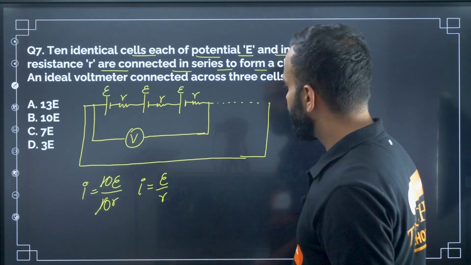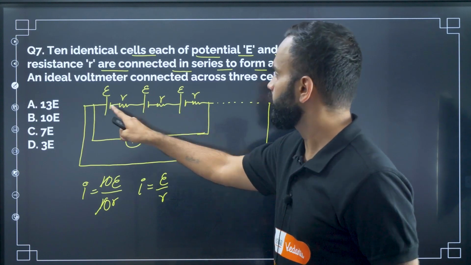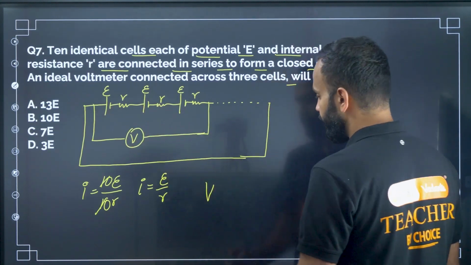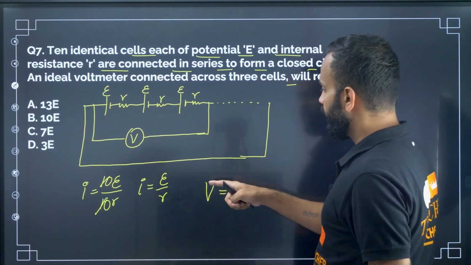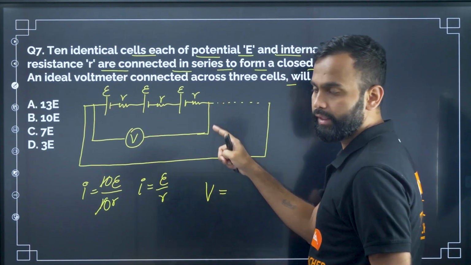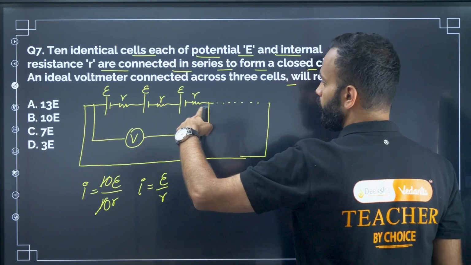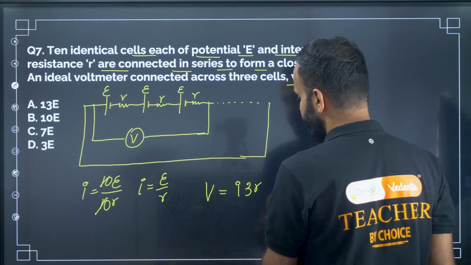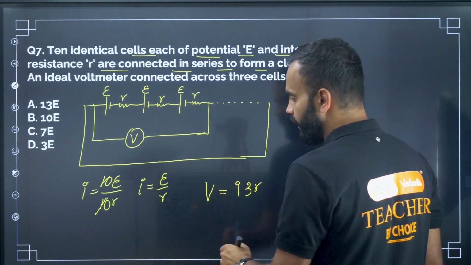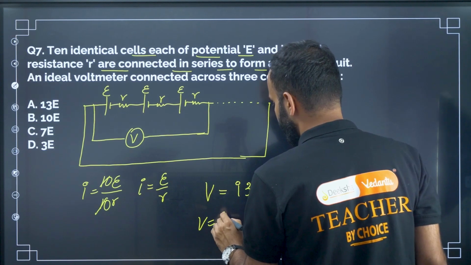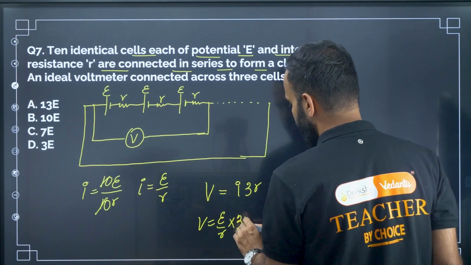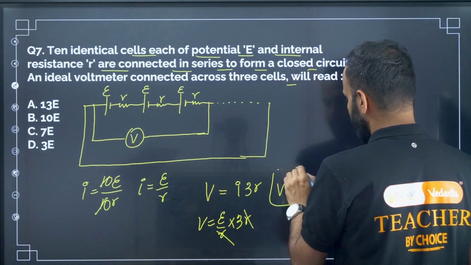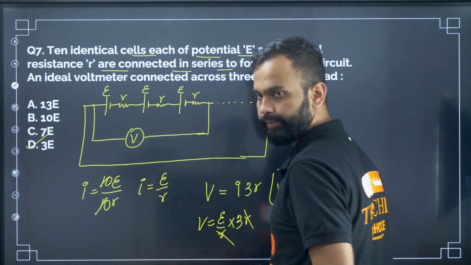So we need to find the reading of the voltmeter, that is the potential difference across these 3 cells. The potential difference V is equal to the current flowing through these 3 cells, that is I, into total resistance. What is the total resistance? 3r. What is I? I is E by r. So V equals E divided by r into 3r. So r will get cancelled. V equals 3E. So the correct option is D.